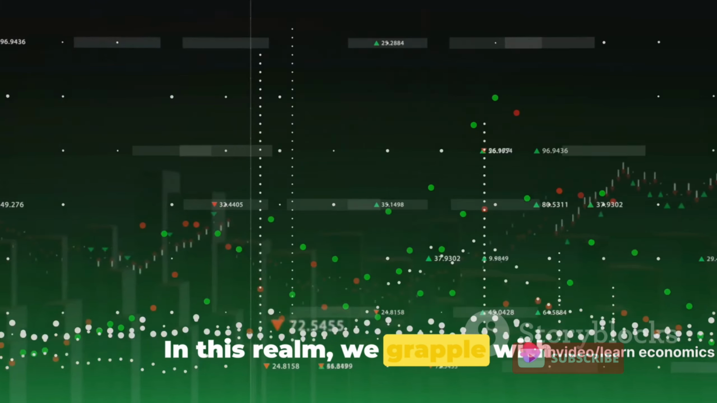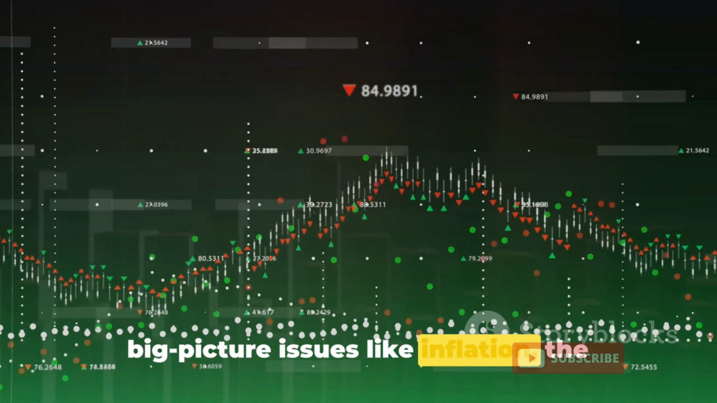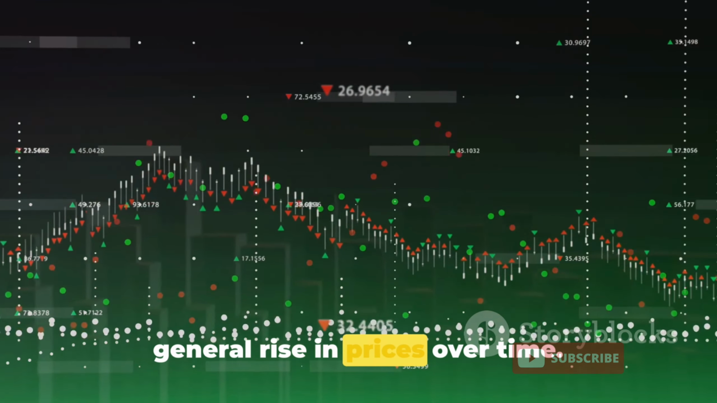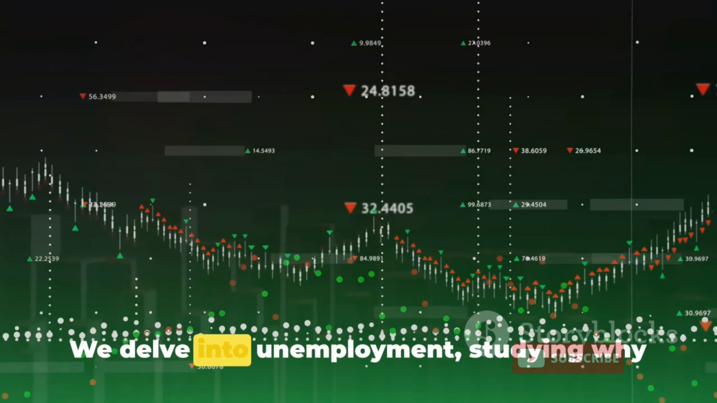In this realm, we grapple with big-picture issues like inflation, the general rise in prices over time. We delve into unemployment, studying why it occurs and how it impacts the economy. And we explore economic growth, the increase in the capacity of an economy to produce goods and services.